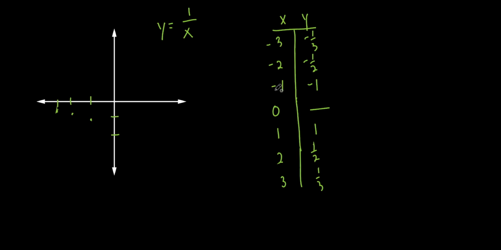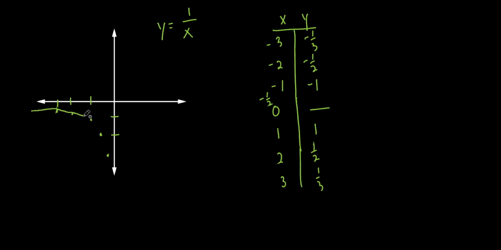If I put in, I didn't do this. What if I put in a -1/2? What would this be? Nobody? Are you thinking? Yes, it's a -2. I think you guys are just letting me do all the work and you're not thinking. If I put a -1/2 in here, where would I go? I'd go down here to -2. What if I put a -1/3 in here? Where would I go? Down here to -3.